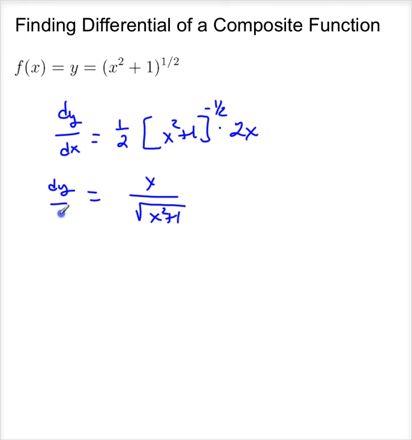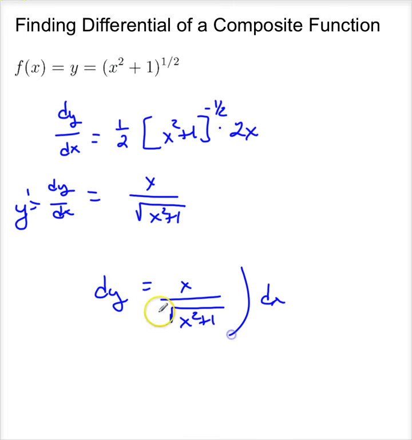This is dy dx. You can also write this as y prime. But the differential form, dy, is x divided by the square root of x squared plus 1 dx. So let's go and put parentheses there.